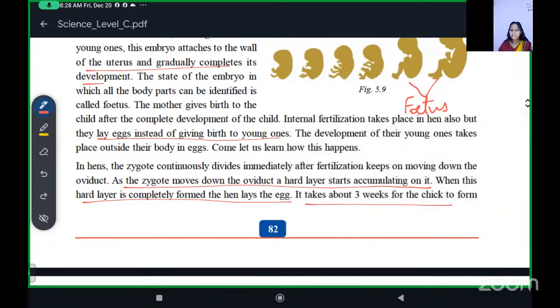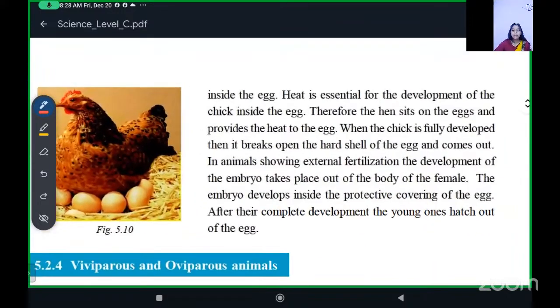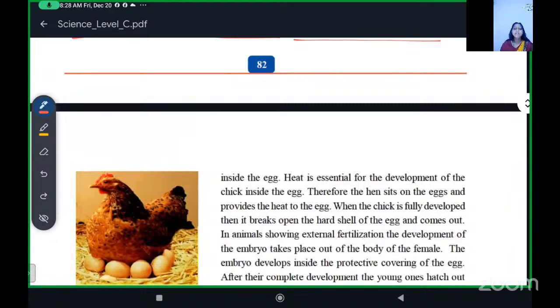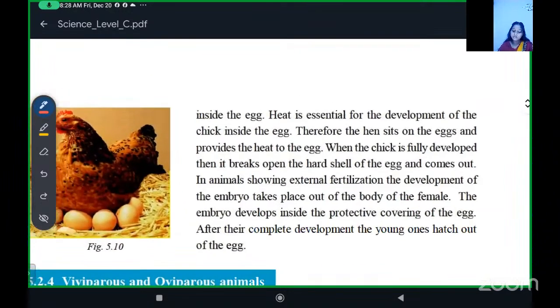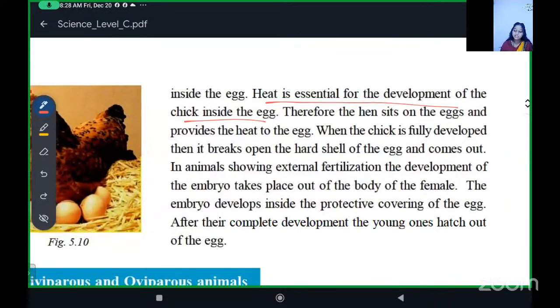It takes about 3 weeks for the chick to form inside the egg. Now the egg is outside, and the hen sits on it to give it warmth. After 3 weeks from the laying of the egg, the chick is formed inside it. Heat is essential for the development of the chick inside the egg, therefore the hen sits on the eggs and provides heat. When the chick is fully developed, it breaks open the hard shell of the egg and comes out.